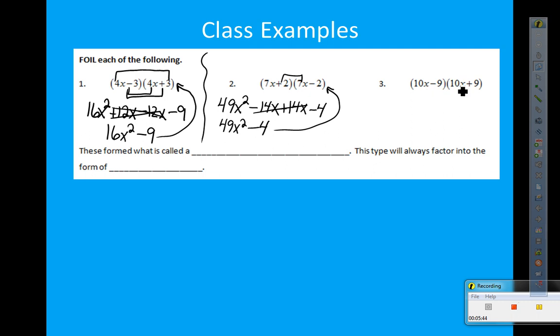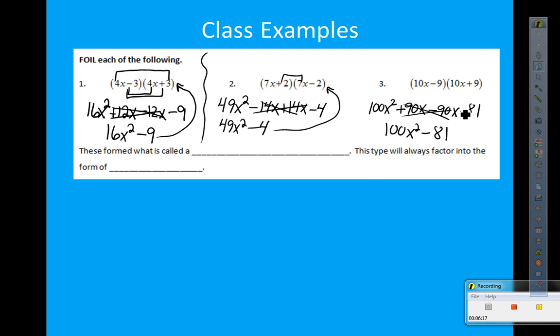Last one, 10x minus 9 times 10x plus 9. 10x times 10x is 100x squared plus 90x minus 90x minus 81. Once I simplify, I get 100x squared minus 81. Notice that 3 times in a row, the 2 middle terms dropped out because one was positive and one was negative.